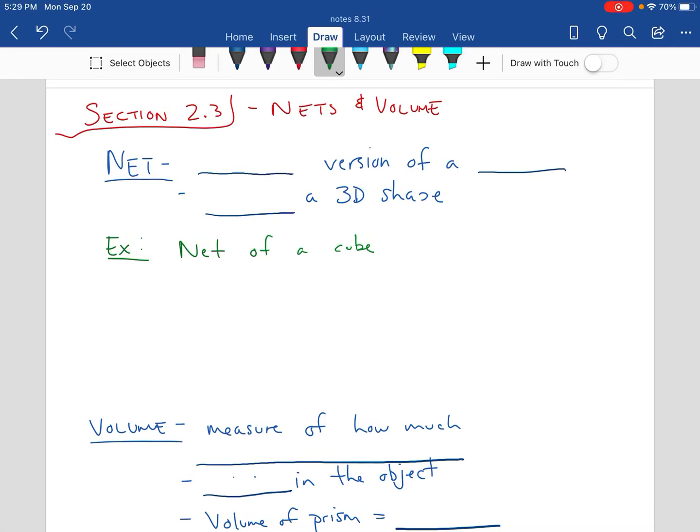Hi everyone. Next section is 2.3 from KC2 of Integrated 3. This is on nets and volume. Now a net is a 2D flat version of a 3D shape. We can think of this as unfolding a 3D shape to see what we get.